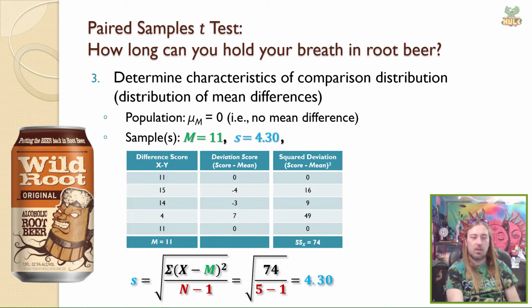Then we can easily calculate our standard deviation. We know that formula. We introduced the n minus 1 in the denominator last time for degrees of freedom. We have 5 individuals, so that means the denominator is 4. So we put our sums of squares in the numerator, 74 divided by 4, square root of that, 4.3.